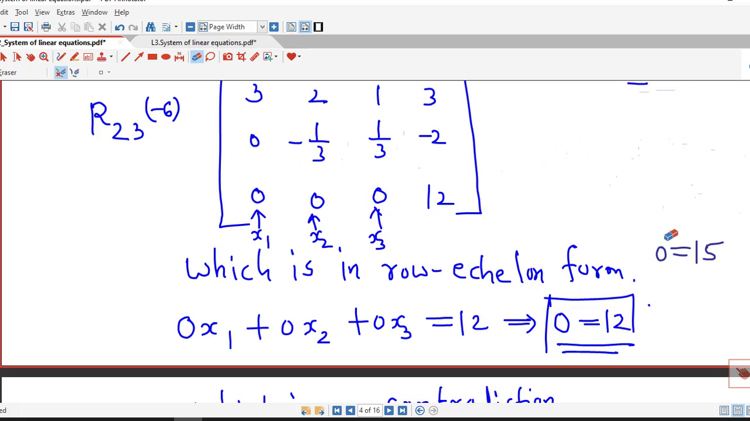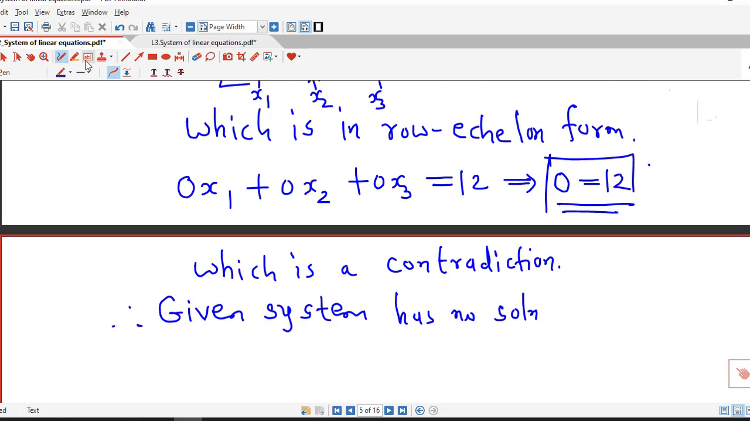So in this way, using Gauss elimination method, we can decide whether given system has a solution or not. In the next lecture, we will discuss the case of Gauss elimination in which we have infinitely many solutions.